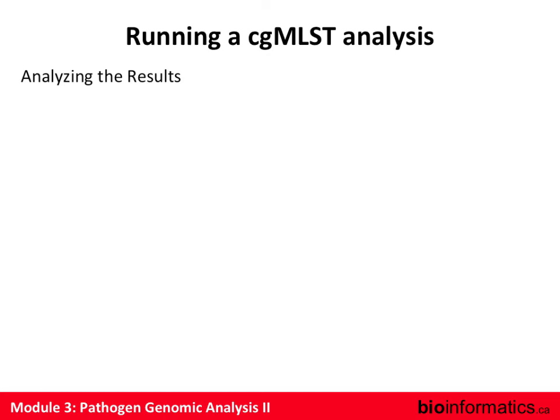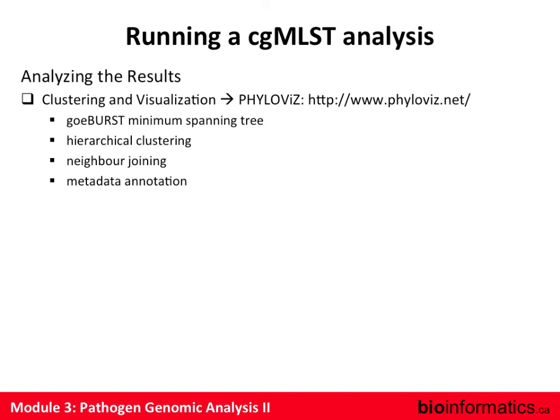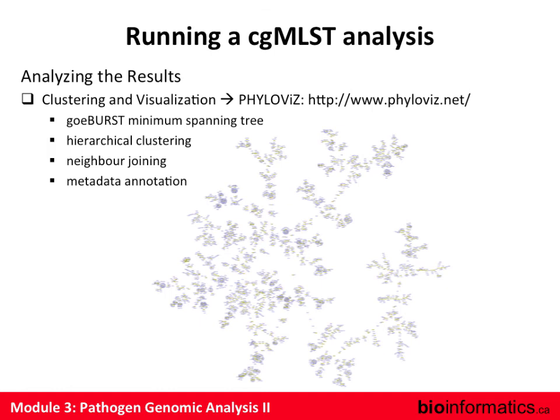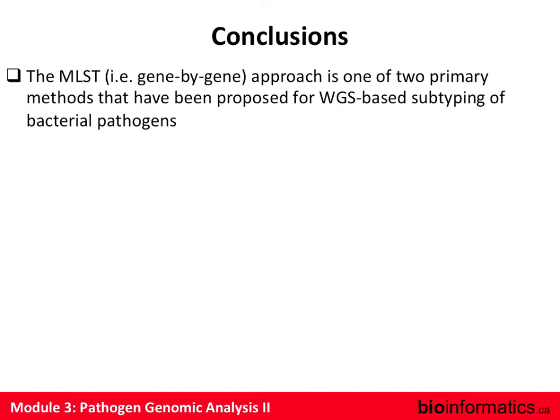When you have results, you have sequence types. What do you do? You need to visualize them. We're going to show you that in a minute. We use this tool built by some colleagues of ours called PHYLOViZ, where you load up allelic profiles of MLST data, and it will make trees, visualizations, for showing how things are related to one another. So in conclusion, the MLST approach is one of the two primary methods that has been suggested for analyzing whole genome sequence data in the context of surveillance and typing.